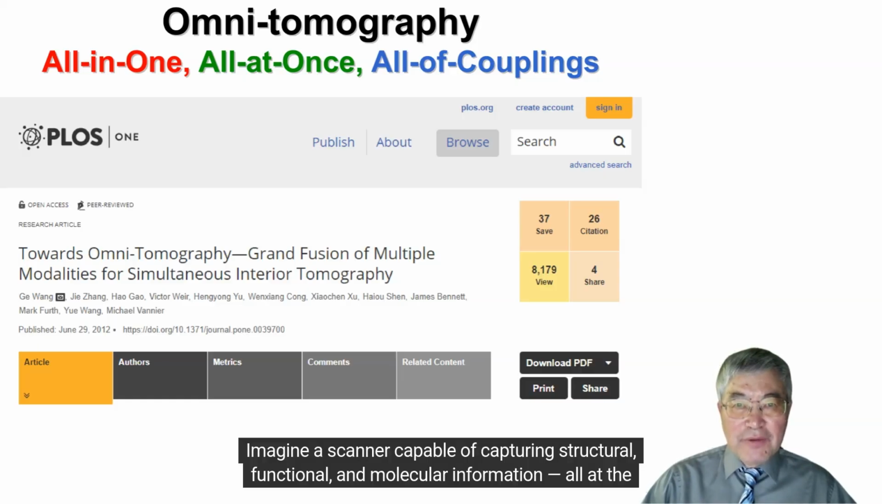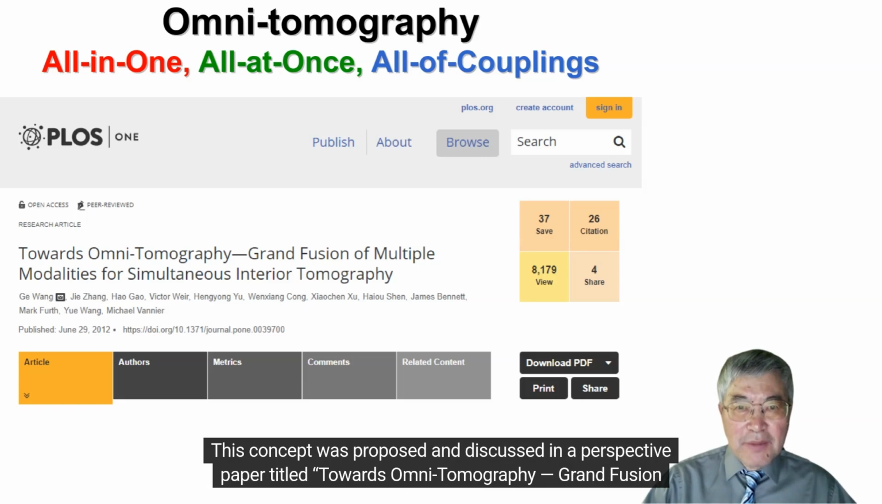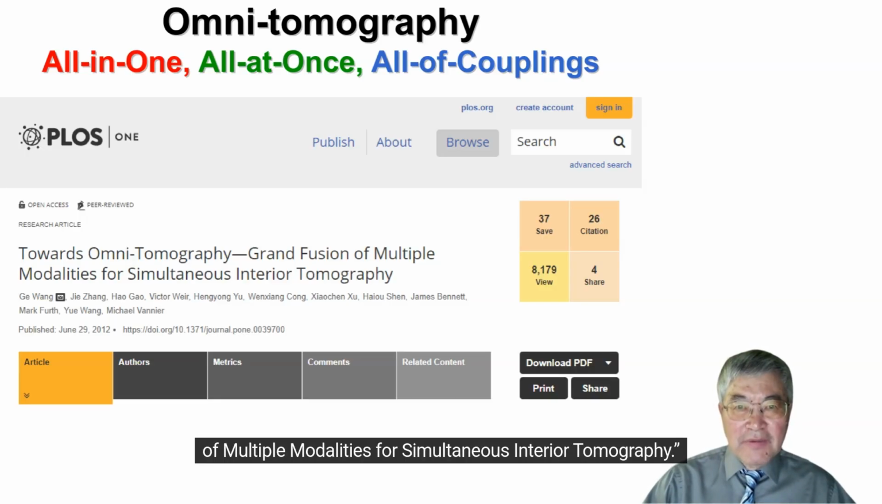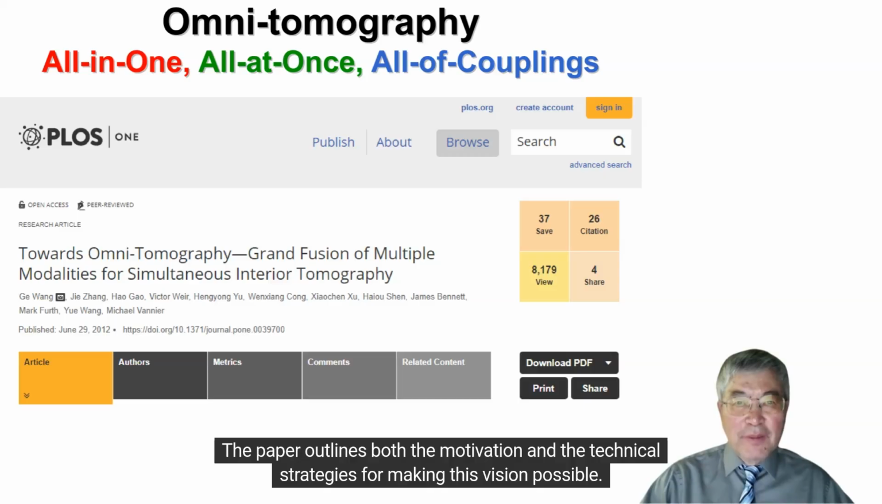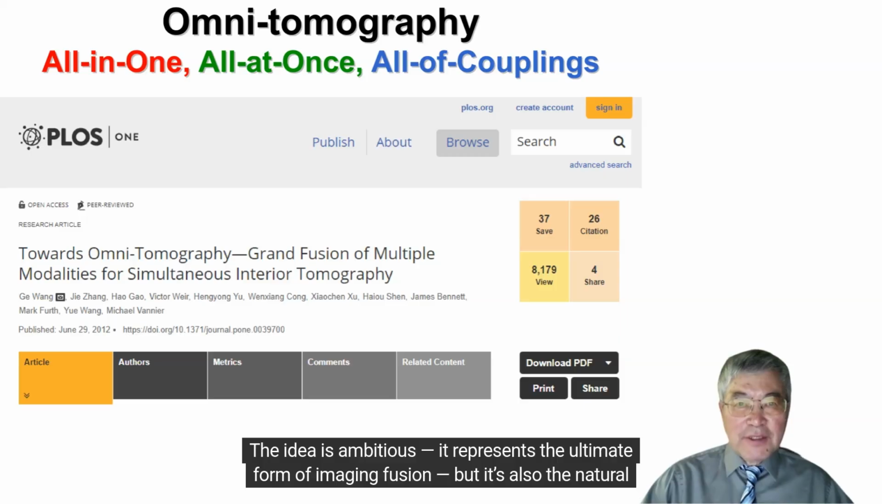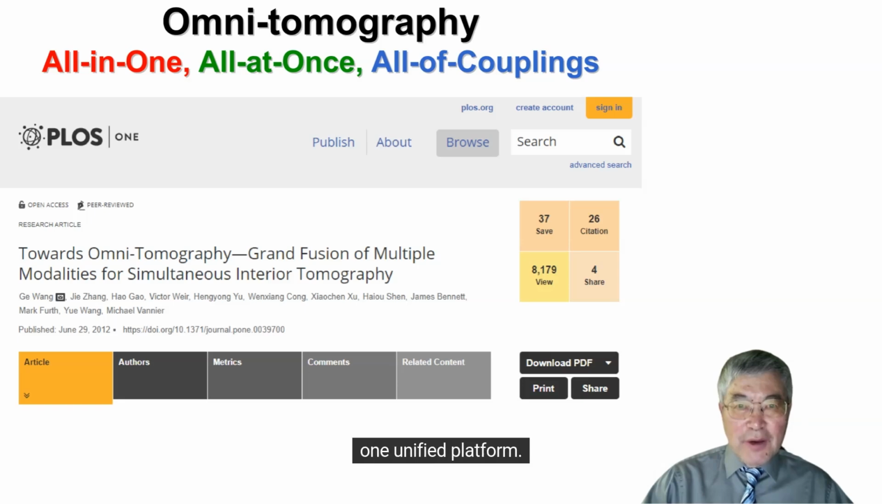Imagine a scanner capable of capturing structural, functional, and molecular information, all at the same time, perfectly aligned in space and synchronized in time. This concept was proposed and discussed in a perspective paper titled "Towards Omnitomography: Grand Fusion of Multiple Modalities for Simultaneous Interior Tomography." The paper outlines both the motivation and the technical strategies for making this vision possible. The idea is ambitious. It represents the ultimate form of imaging fusion, but it's also the natural next step in medical imaging, combining everything we've learned from CT, MRI, and nuclear imaging into one unified platform.